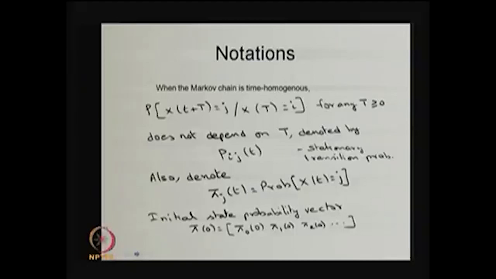Now, I am going to introduce a few notations to study the behavior of a continuous time Markov chain. Whenever the Markov chain, here a continuous time Markov chain, is time homogeneous, the conditional probability of the system being in the state j at time point t plus capital T, given that at capital T it was in the state i, does not depend on capital T. Here we assume that the state changes from i to j at a future time point t plus capital T. This transition probability says the system was in the state i at the time point capital T.